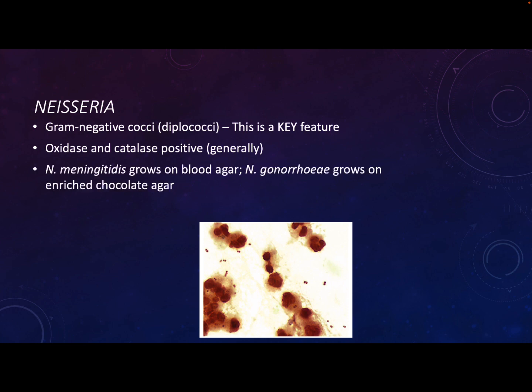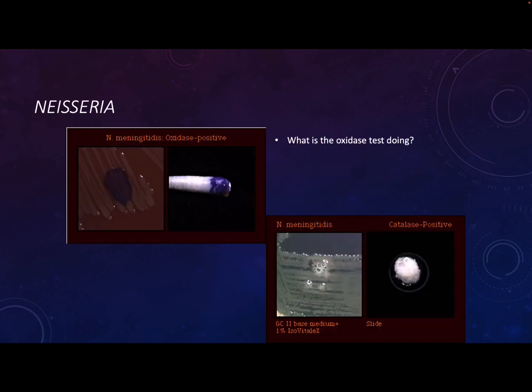Neisseria meningitis will generally grow on blood agar, but chocolate agar is better. Neisseria gonorrhea will grow on chocolate agar, usually not blood. You have to have enriched chocolate agar. They lack a couple of biochemical pathways, so it's helpful for them to get those nutrients from the host. So Neisseria meningitis, we're going to be doing this right next Wednesday.